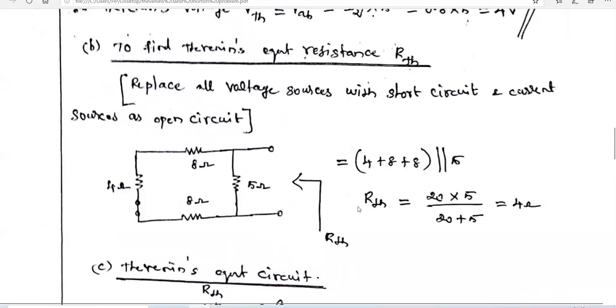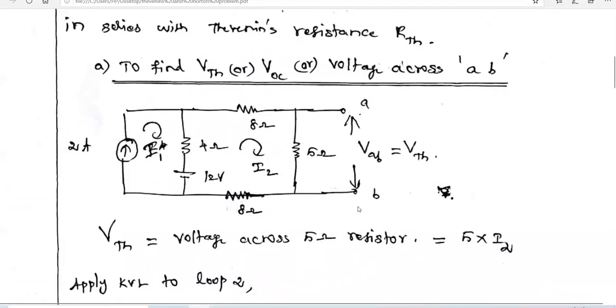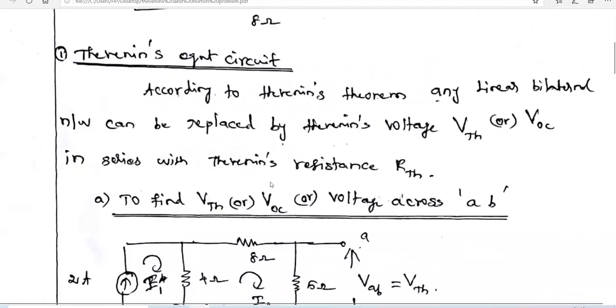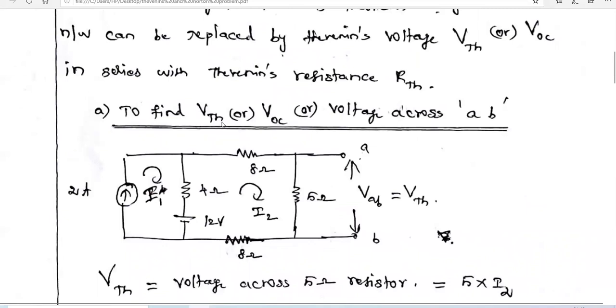So you understand. I will recall the steps. The first step is to find VTH. The other name of VTH is open circuited voltage, the voltage across the open circuited terminals A and B. Why is the name open circuited voltage? Because we measure the voltage across the open circuited terminals A and B. That's why it is called VOC.